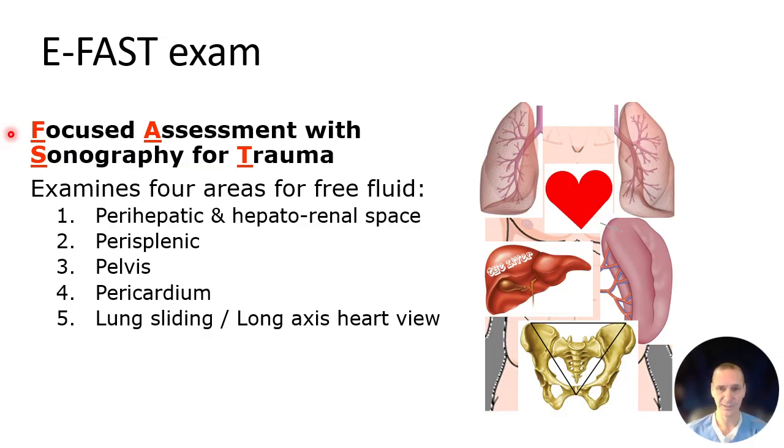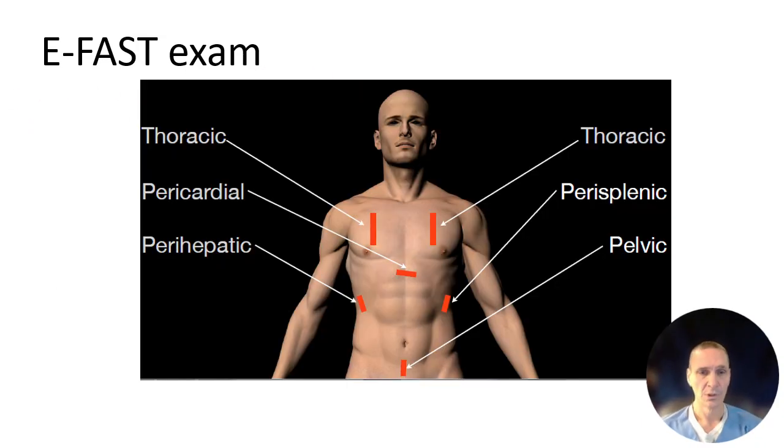The E, the extended part of the FAST exam, is where we're looking for lung sliding. Our goals again: look for fluid around the heart, look for fluid in the abdominal cavity, and make sure there's no pneumothorax. These are the windows you're going to look at: lung sliding here, right upper quadrant view here, pelvic view here, left upper quadrant view here, and the subxiphoid view here.